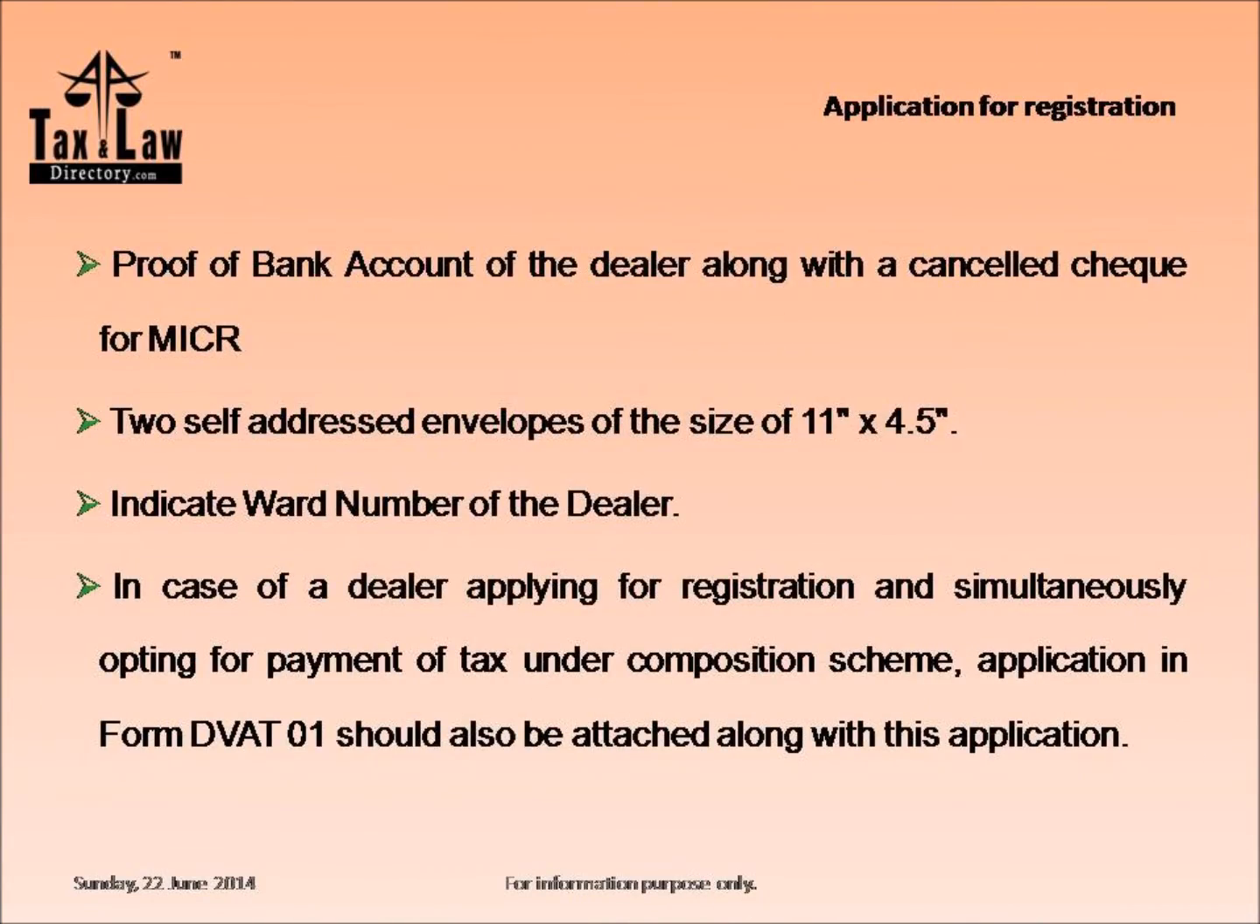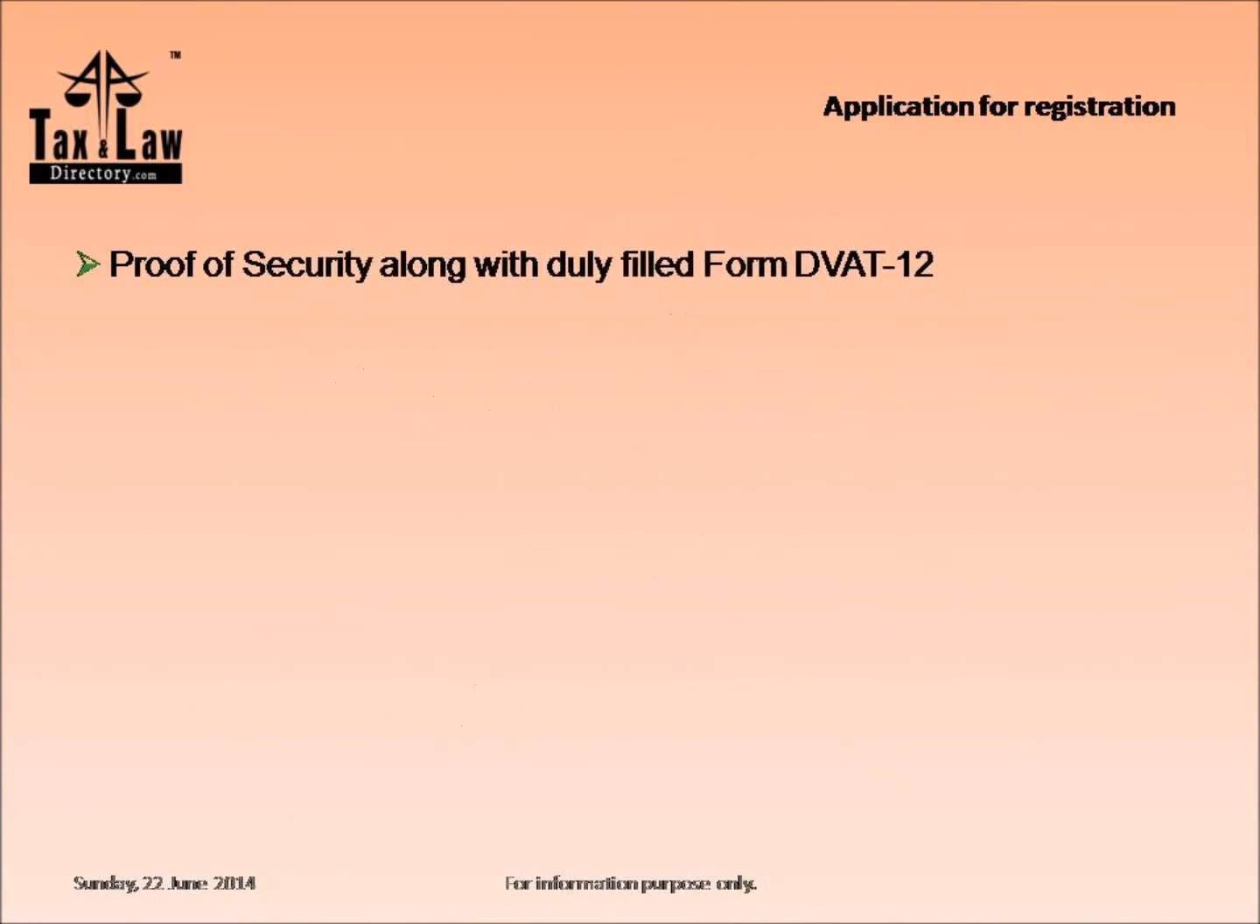Proof of bank account of dealer along with cancelled cheque for MICR code, 2 self-addressed envelopes, indicate ward number of the dealer. In case of dealer applying for registration and simultaneously opting for payment of tax under composition scheme, application in Form DVAT 1 should also be attached along with this application. Proof of security along with duly filled Form DVAT 12.